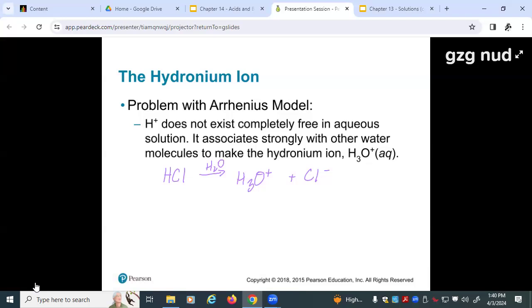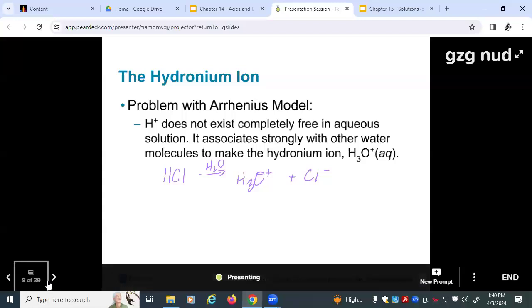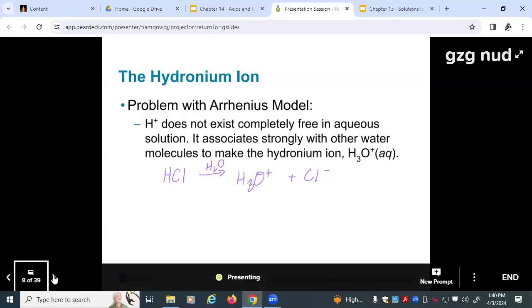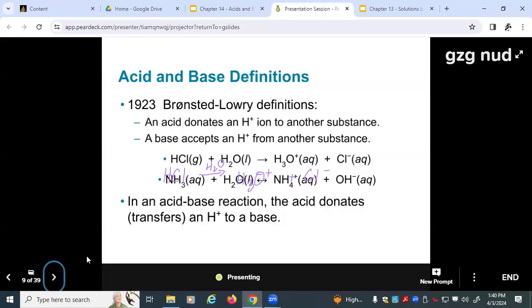So this problem, along with that problem of exclusivity, brought about a change in the way that we define acids and bases. While the Arrhenius model is good when we're first starting to identify acids and bases based on their formula, we need a better model when we start getting beyond those simple examples. And that better model is called the Bronsted-Lowry model.